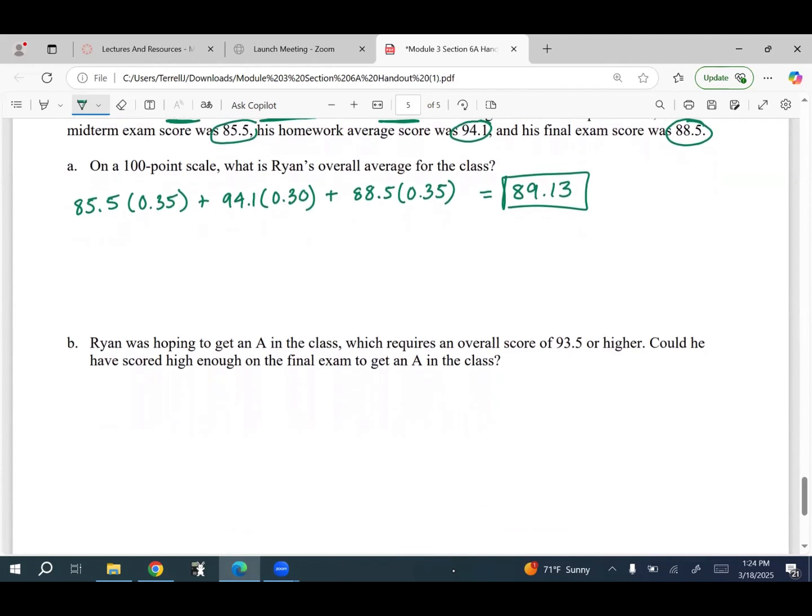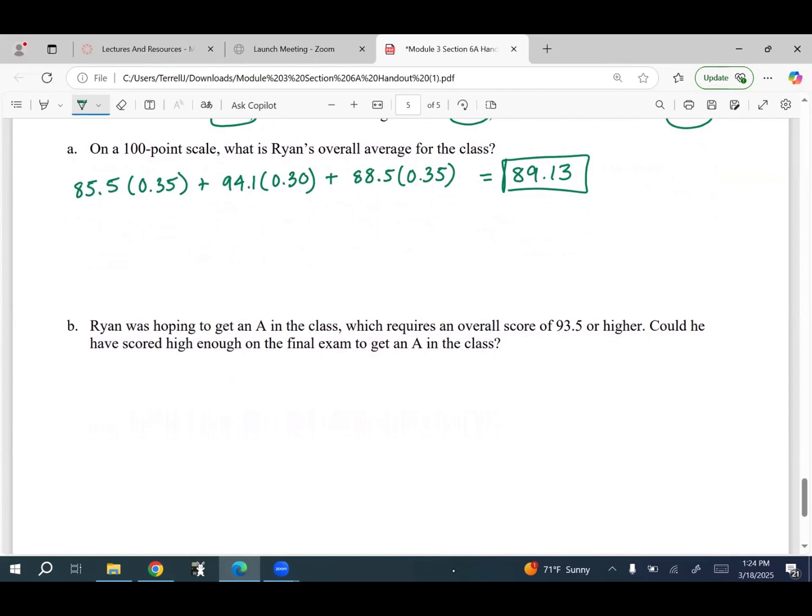And with that, let's look at part B. Ryan was hoping to get an A in the class, which requires an overall score of 93.5 or higher. Could he have scored high enough on the final exam to get an A in the class? So now I'm going to use this equation, but now I know the grade he wants is a 93.5 or higher. And what's in question is, could he have scored higher on the final exam?